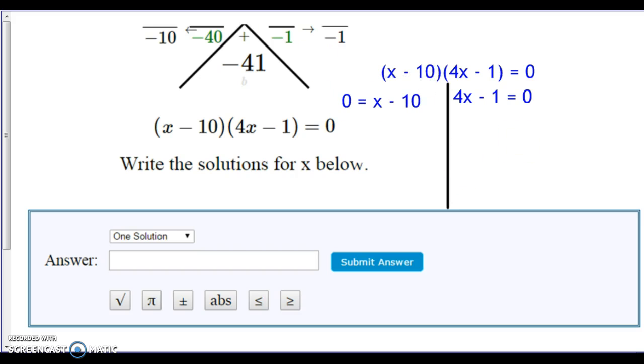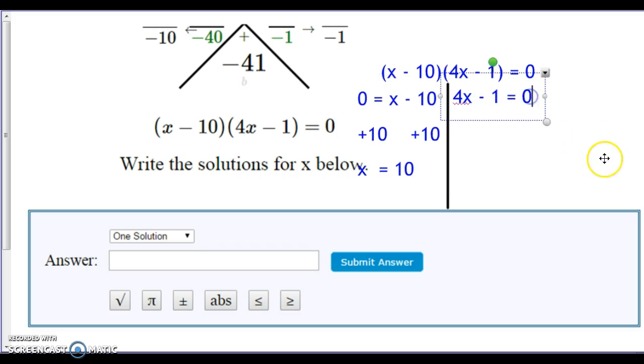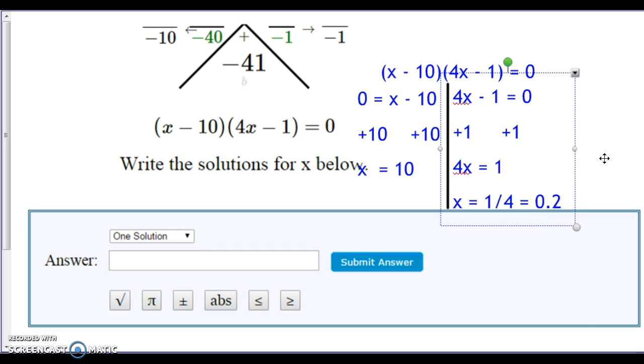And I solved both of those using the best algebra I've ever used. I just added 10 to both sides, and I got x is equal to 10. Very proud of that. And then for this side, there were two steps. I added 1 to both sides, so plus 1 plus 1. I got 4x is equal to 1. And then I divided both sides by 4. When I divide both sides by 4, I get x is equal to 1 divided by 4, so 1 over 4. That's also equivalent to saying 1/4, and you know that 1/4 is worth 25 cents, right? So I have two different answers for x is equal to 10, and x is equal to 1/4.